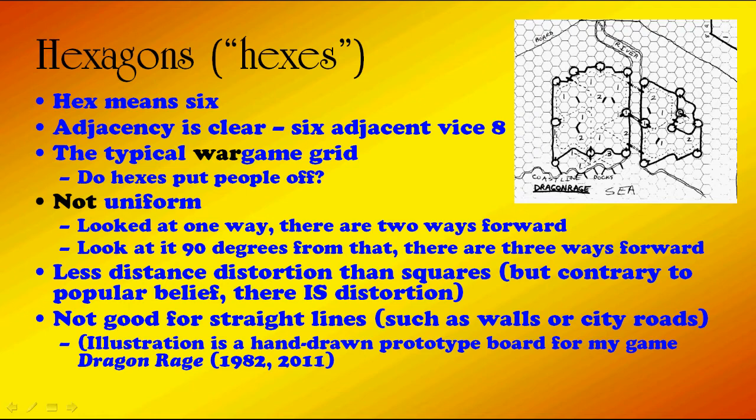It is not uniform, however. If you look at a hex board one way, you have 2 ways to move forward. If you look at it 90 degrees rotated, there are 3 ways to move forward. And if you start measuring distances, there is a difference.